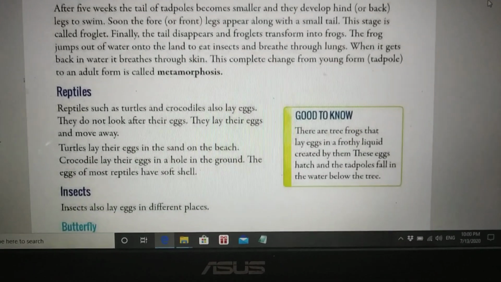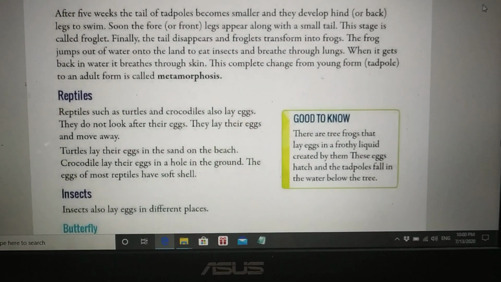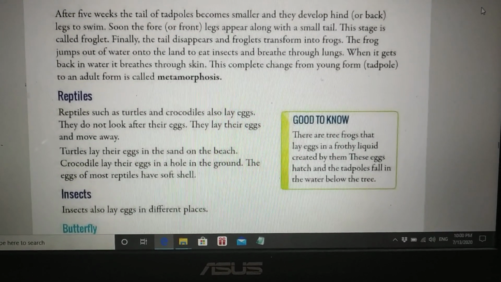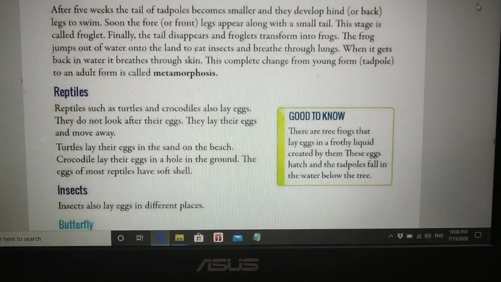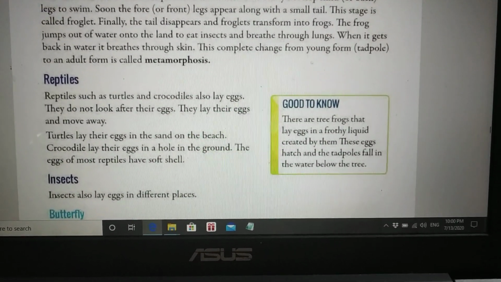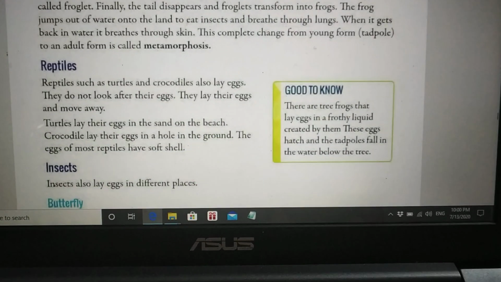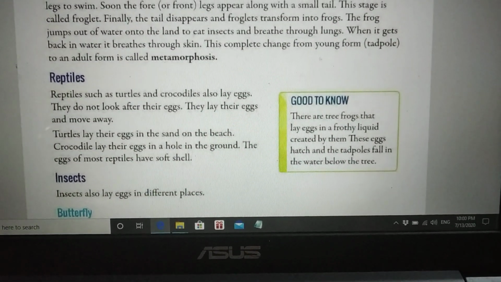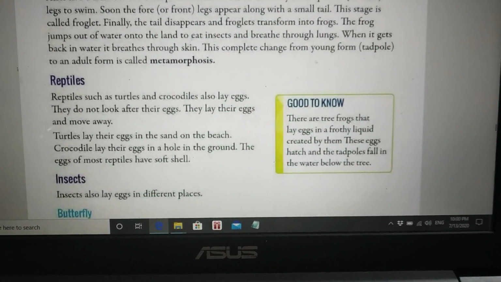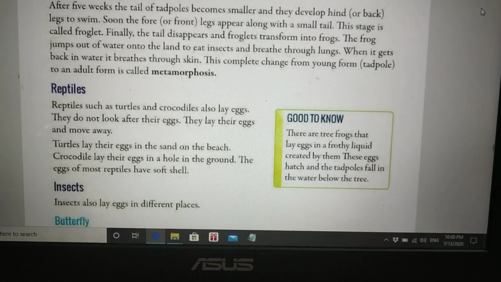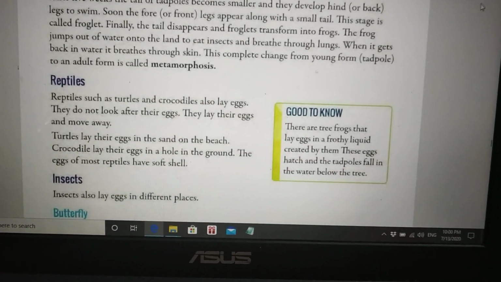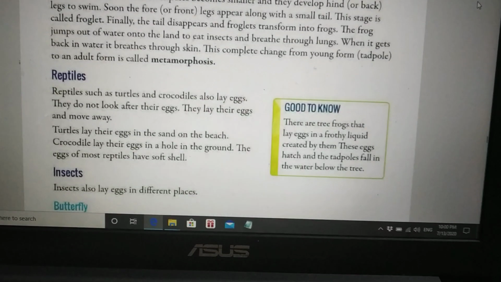There are tree frogs also that lay eggs in a liquid created by them. That means they give out some liquid substance from themselves, in which they lay the eggs. These eggs hatch and the tadpoles fall in the water below the tree. The tree must be near the water.